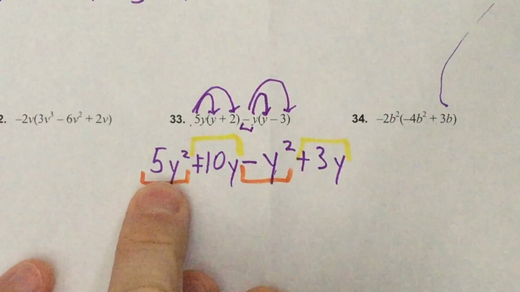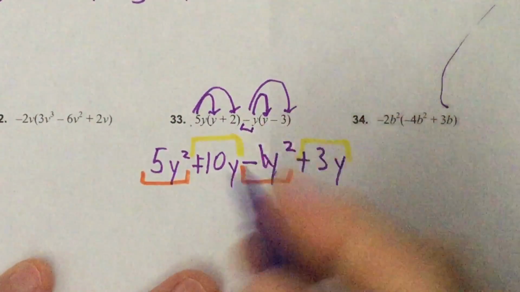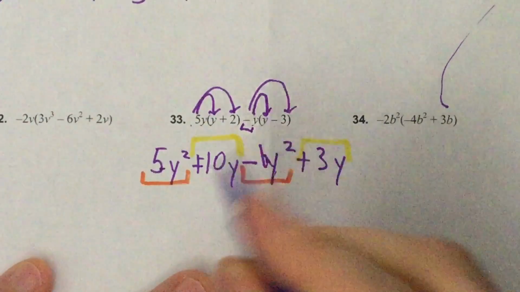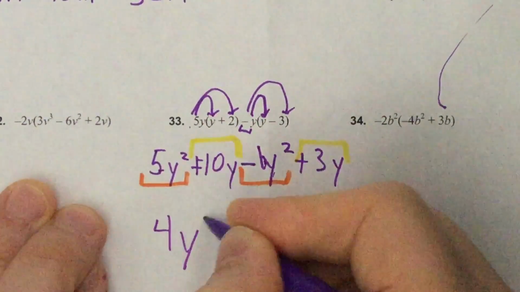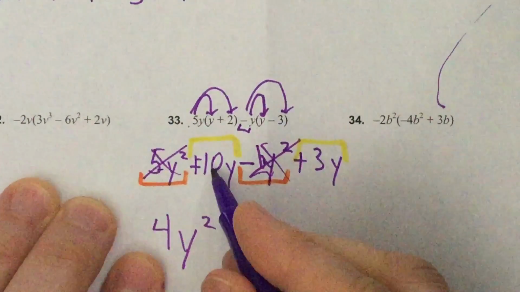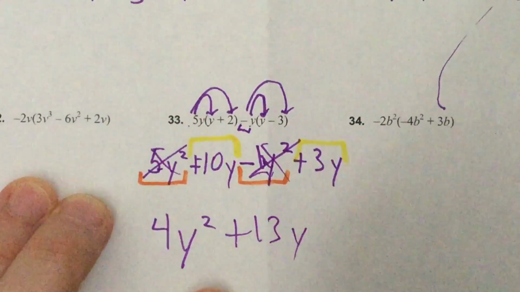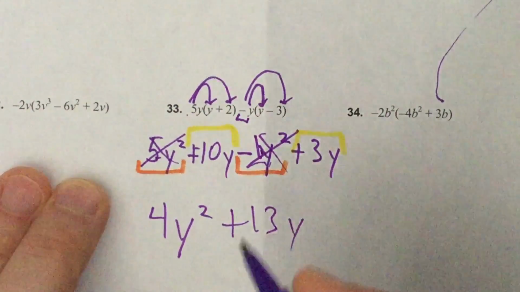So 5y squared minus 1y squared, I can write the 1 in if I want to. 5 minus 1 is 4, so I get 4y squared. That takes care of him and him. 10y's plus 3y's gives me 13y's. That's my simplified answer in standard form.